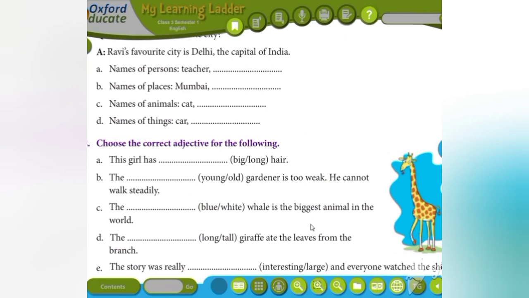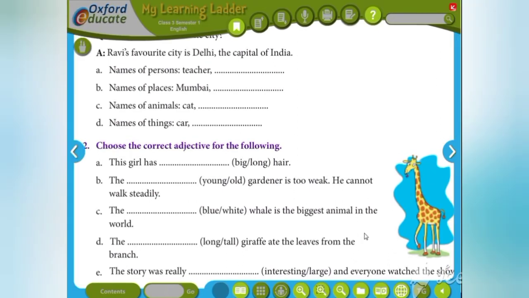Then choose the correct adjectives for the following. Okay. Yes. So choose the correct adjectives for the following. So the girl has dash hair. So we have to find which option is correct. Okay. So the girl has big hair or long hair. So if it is big, then it is somewhat huge.